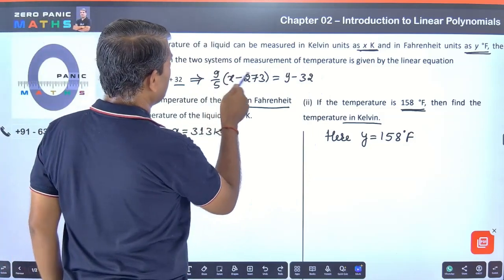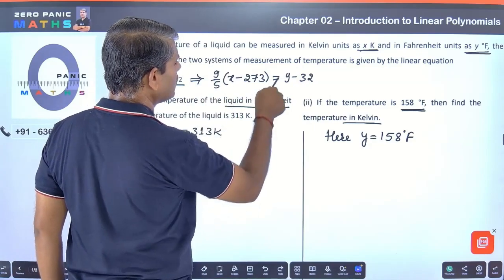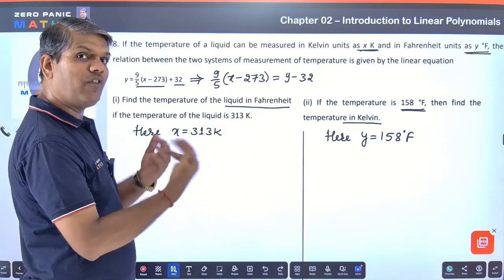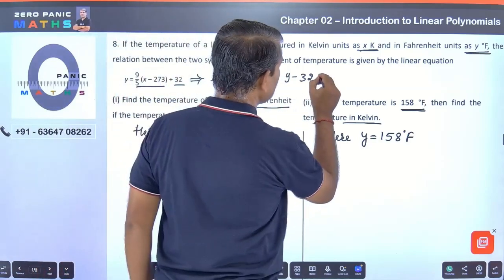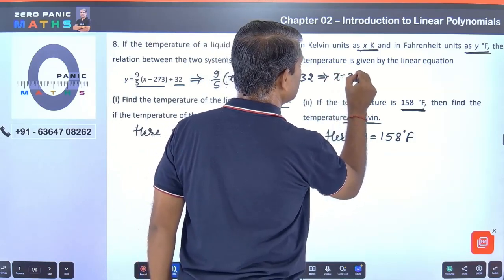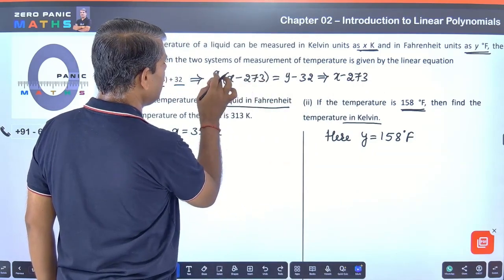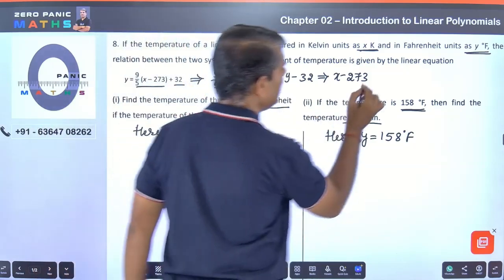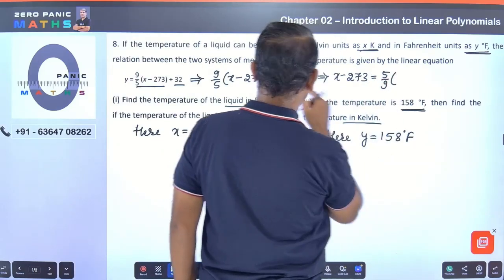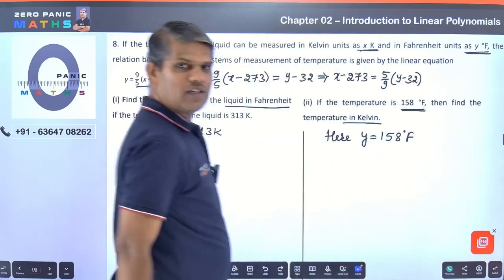Now finally, next step, what we will do is 5 I will take this side, and 9 also I will take this side. It means 9 by 5, if I take it to that side, it will become 5 by 9. So the next step is it will remain with x minus 273 on the left side. I'm keeping only x minus 273 this side, and taking this 9 by 5 to that side, it will make it as 5 by 9 into bracket y minus 32. Correct? Y minus 32. Understood this?